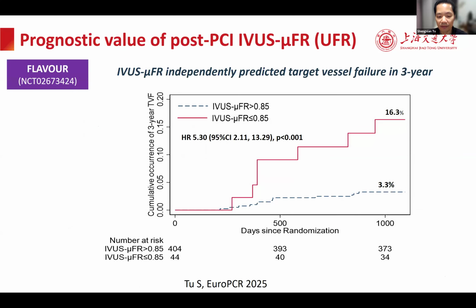So in Paris, during EuroPCR this year, we saw the correlation of this technology with the target vessel failure in 3 years using the FAVOR study population. As you can see, the IVUS-based μFR strongly predicts the target vessel failure in 3 years in the FAVOR study population. So this is the main result.